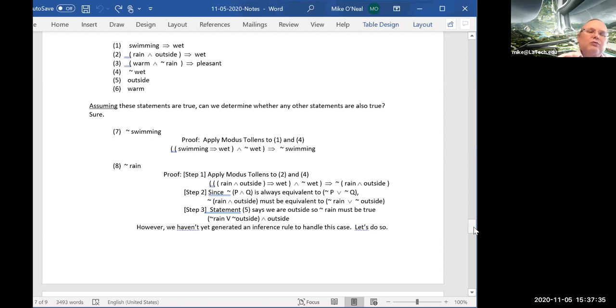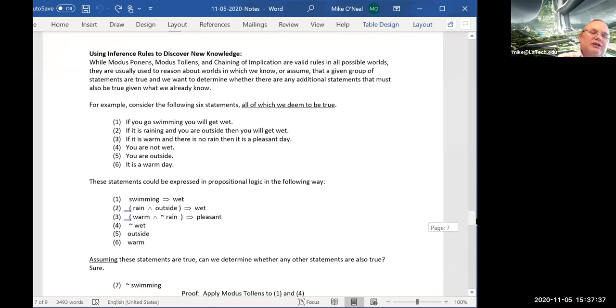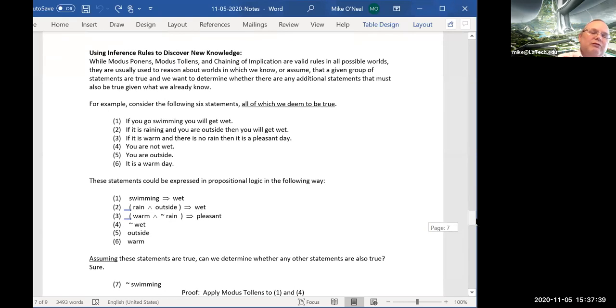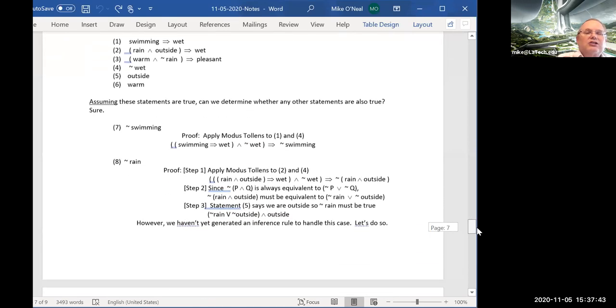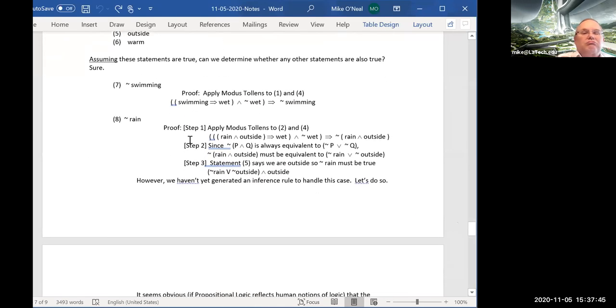And does that make sense? Well, of course it makes sense, because I told you if you go swimming then you'll get wet, and later on I told you you're not wet, so you're not swimming. It's just the way the rules of propositional logic work. It is reasoning, and the conclusions that it's coming up with are conclusions that a human would say are logically valid.